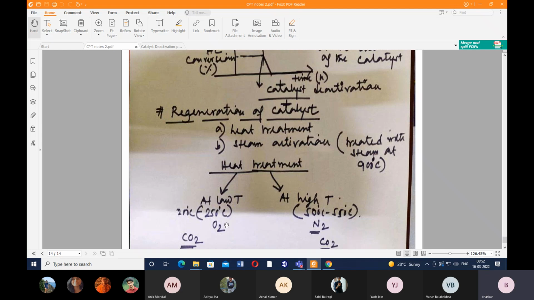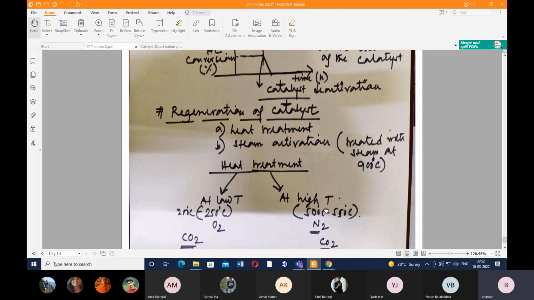Whatever carbon particles we have got on the surface of the catalyst will be removed in the form of carbon dioxide. So now our catalyst is free of carbon. Okay, so this is one sort of heat treatment operation. The other type of heat treatment operation is at high temperature.